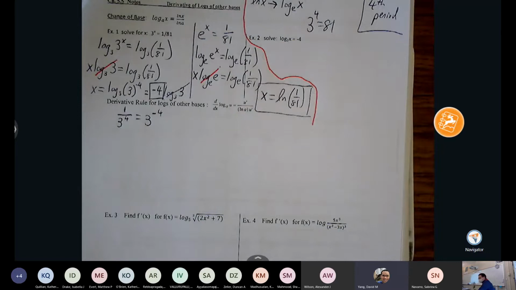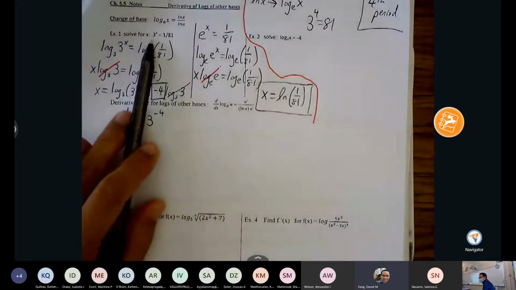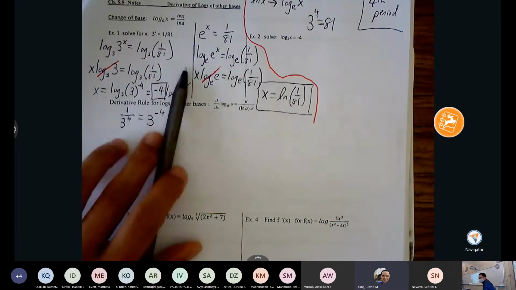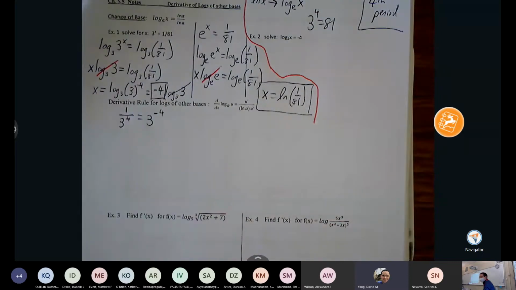So just like how we use natural log to get rid of base e, we can use log base a to get rid of any base that we're dealing with. But the same concept applies. We take the log of both sides because we want the exponent to come down, because we want to take advantage of those log properties.